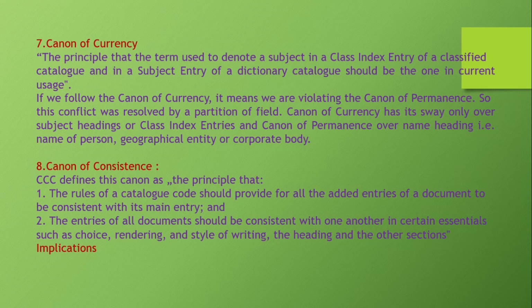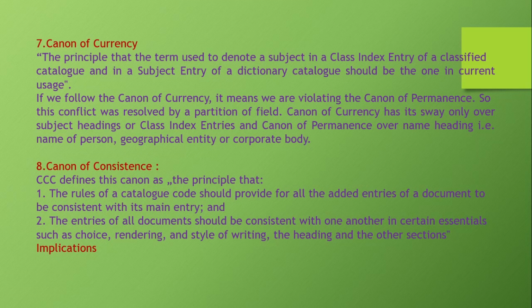Canon of Consistence. CCC defines this canon as the principle that number 1, the rules of catalog code should provide for all the added entries of a document to be consistent with its main entry, and number 2, the entries of all documents should be consistent with one another in certain essentials such as choice, rendering, and style of writing and heading and other sections.